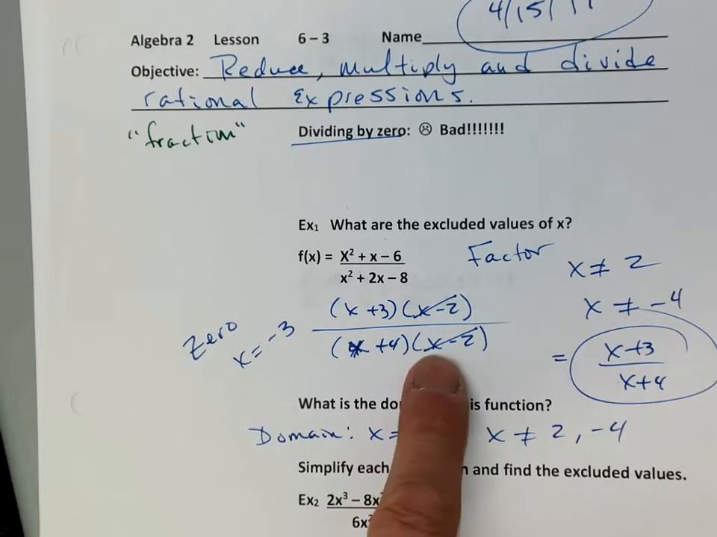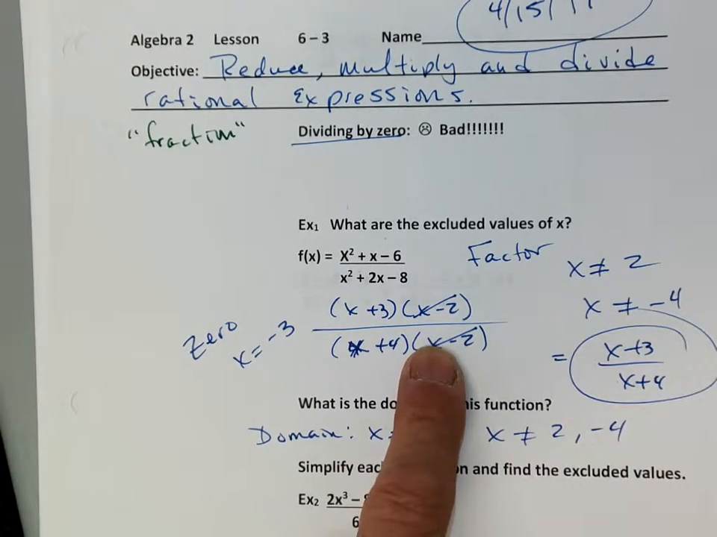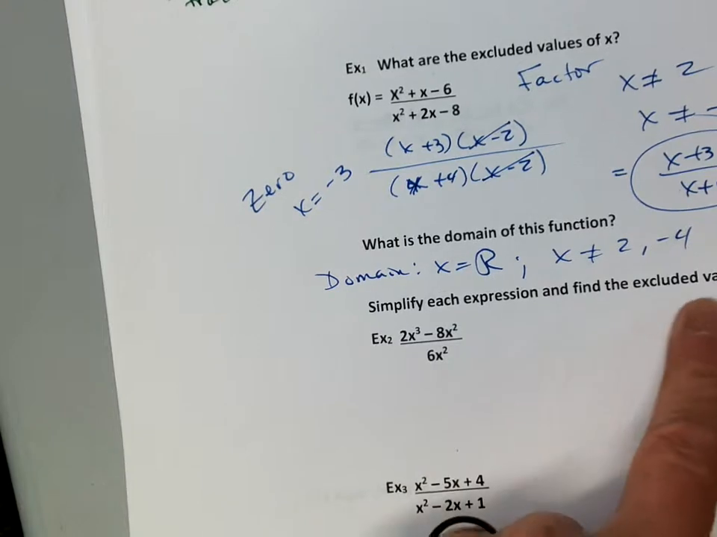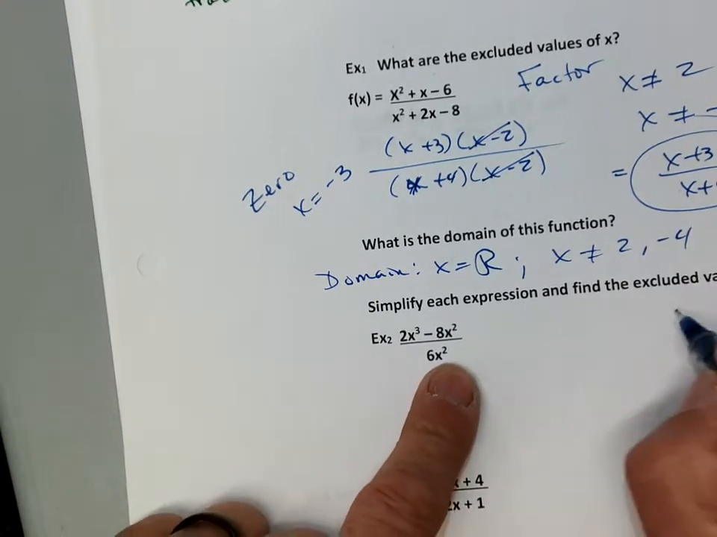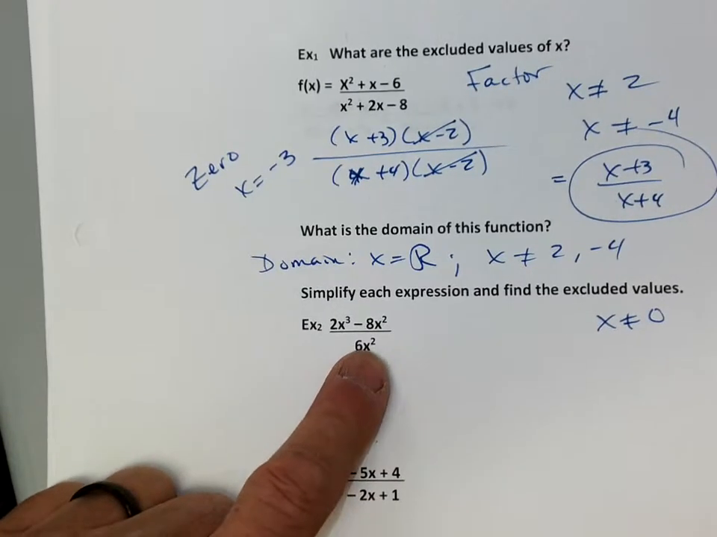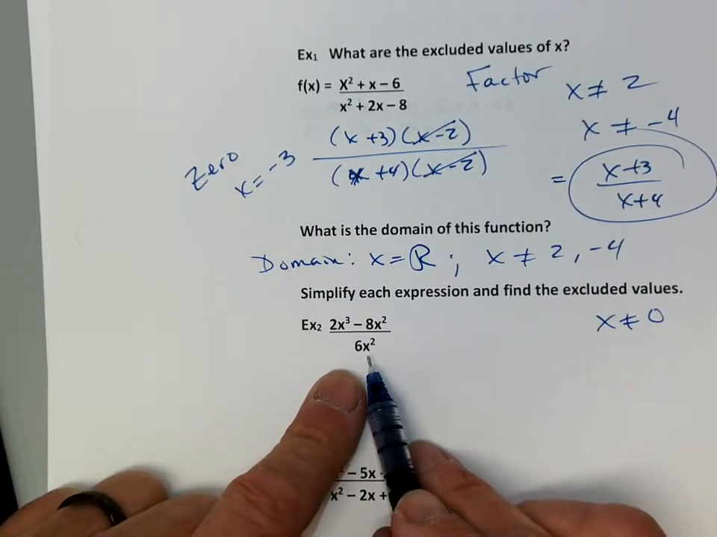But 0 on the bottom, it's going to make Cookie Monster sad, right? It's going to be an asymptote. Okay, example 2. Simplify the expression and find the excluded value. So right off the bat, first of all, I know that x cannot equal 0. You guys okay with that? Think about it. If x were 0 here, I'd be dividing by 0.